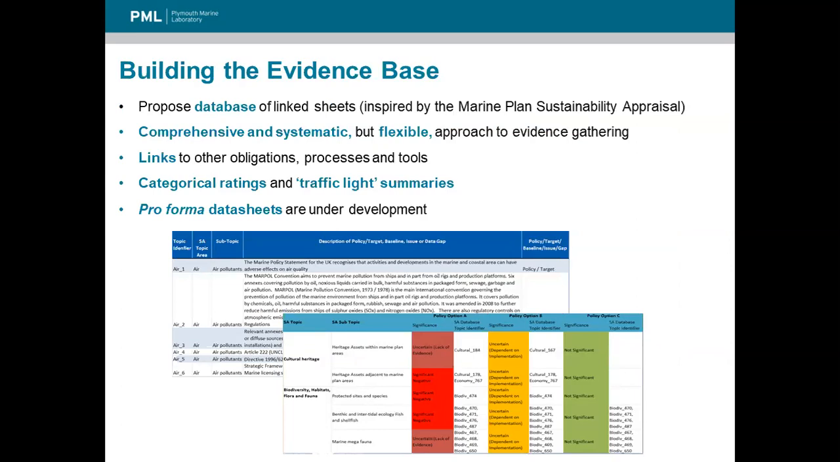Our process is going to be comprehensive and systematic, but also flexible, because sustainability appraisal is used in a number of different contexts at a number of different scales, and it needs to be able to accommodate different availability of resources. We're also very keen to link to other obligations, processes and tools like the Biodiversity 2.0 metric and net gain, for example, because again, it's trying to make things streamlined and efficient. We're proposing the use of categorical ratings, you know, sort of high, medium, low, in acknowledgement of the fact that there isn't perfect data, and sometimes it's not going to be possible to actually put numbers on things.